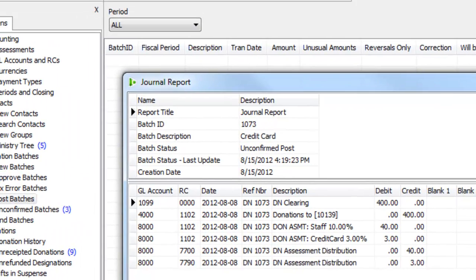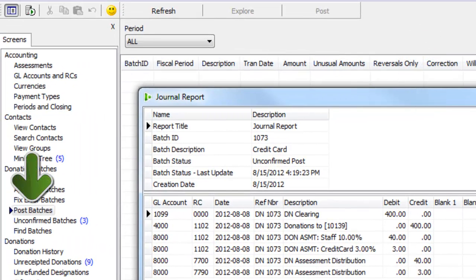The 6th area where we see assessments is in the general ledger journal that's created when a batch is posted. In this example, our staff member received 400 in contributions. 10% of it was assessed through regular assessment, and 3% of it was a credit card assessment because only 100 of that came in on a credit card, and so only 3% of that 100 was assessed at the special rate. Then 40 was credited to the assessment fund, and 3 was credited to the specific credit card fund.